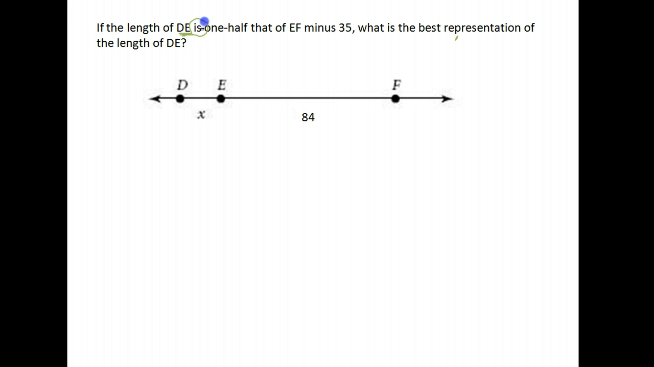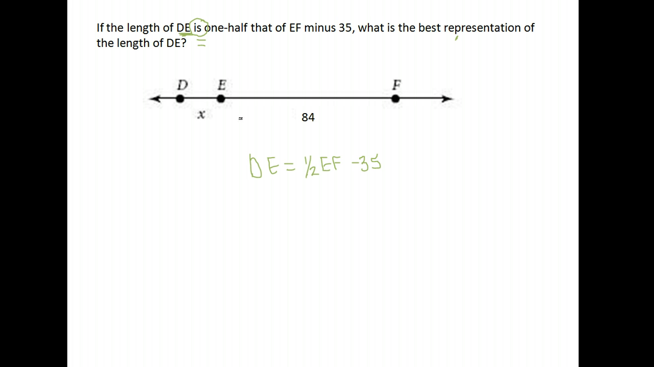DE is, when you see the word is, that's where your equal sign goes. So far we have that DE equals 1/2 of EF minus 35. Okay, there we have it. DE is 1/2 of EF minus 35.